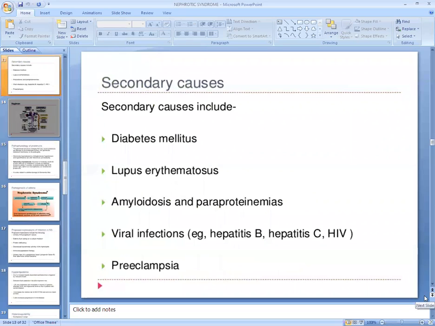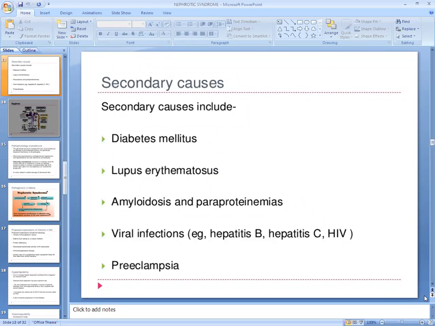Now secondary causes means secondary to diabetes, damaging your kidney. Lupus erythematosus, an autoimmune disease damaging the kidney. Amyloidosis, a storage disorder, deposits of amyloid. Then viral infections like hepatitis B, HIV, hepatitis C also cause damage to the kidney and result in nephrotic syndrome. Even malaria fever damages the kidney and results in nephrotic syndrome. Then preeclampsia in pregnancy because of hypertension. So these are the secondary causes. Certain drugs and toxins also.